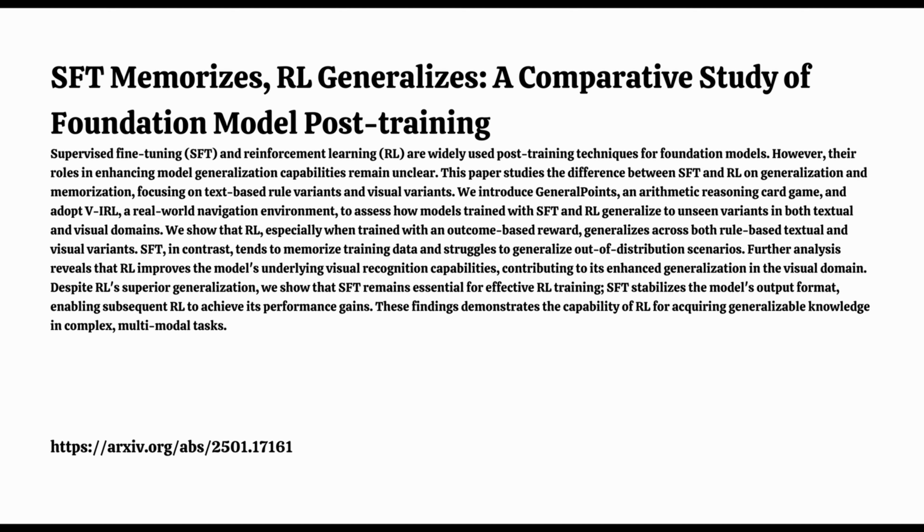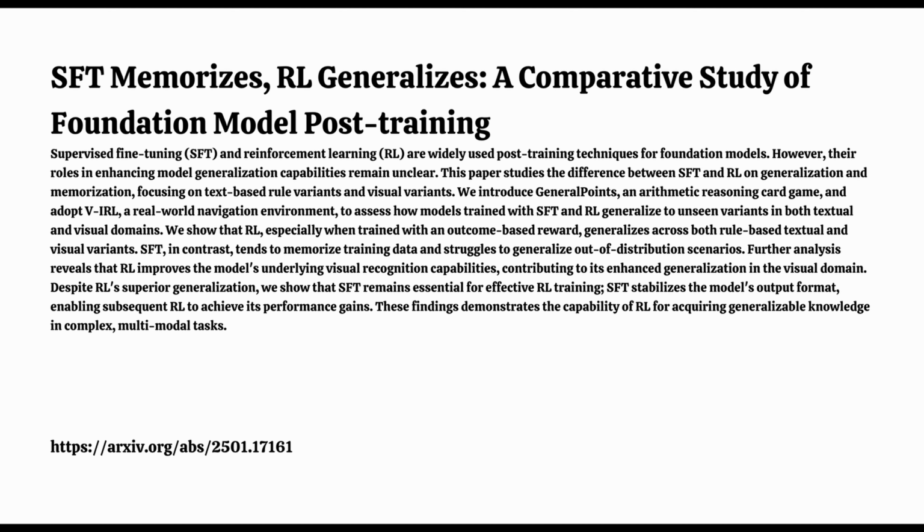Sure. So in GeneralPoints, you get 4 cards, and these can be presented as either just text descriptions or actual images of the cards. And the goal is to come up with an equation using basic arithmetic that equals 24, using each card's value just once. Okay, kind of like a puzzle. Exactly. And they use this game to test textual generalization by changing up the rules. Like, for example, sometimes the Jack, Queen, and King cards represent their traditional values, but other times they might all be assigned the value of 10. So the model has to adapt to different ways the game can be played.